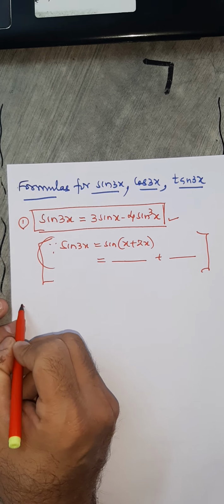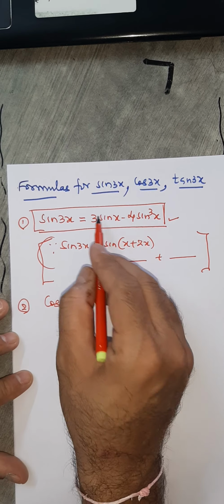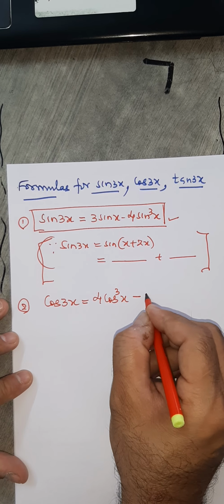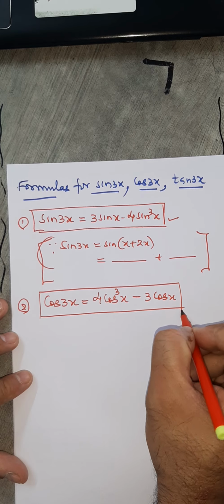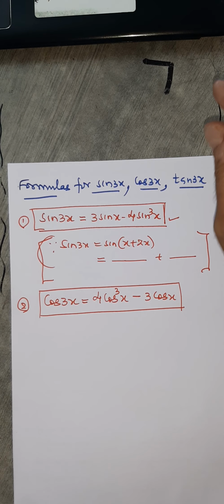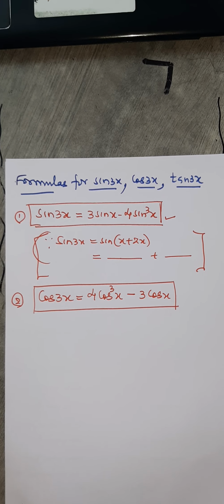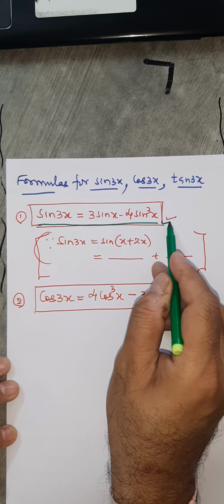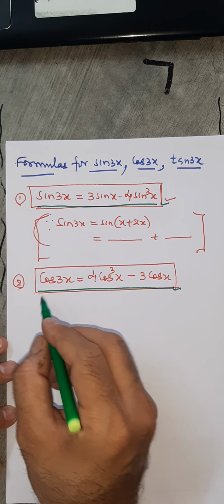And the second one here, cos 3x equals 4 cos cube x minus 3 cos x. Just interchange the terms, that way you can remember. Sin 3x is 3 sin x minus 4 sin cube x, and cos 3x is 4 cos cube x minus 3 cos x. What I did is just interchange the terms here.